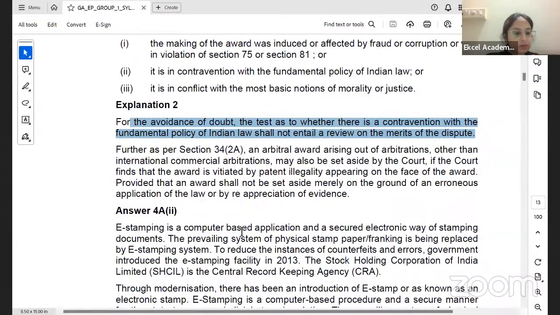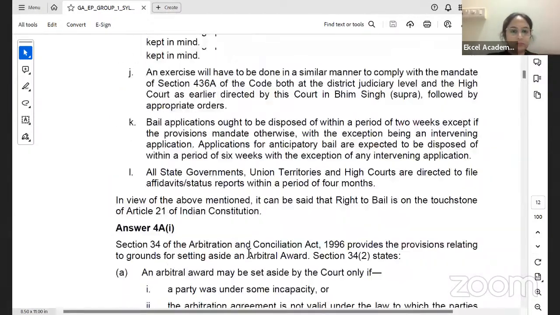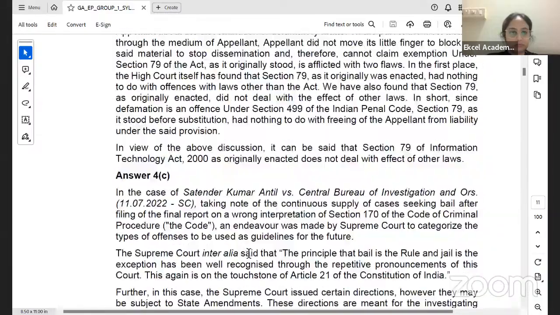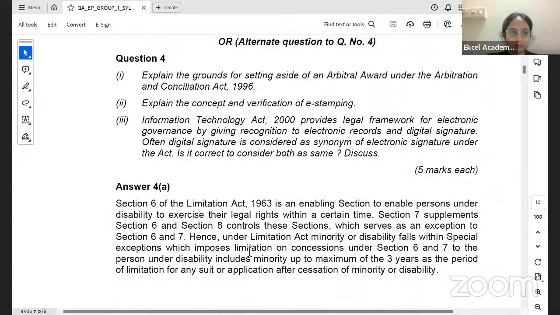Okay, next we will go to 4A2. Explain the concept and verification of e-stamping. So e-stamping means what? It can be generated within minutes, and you can verify it by going to the SHCIL website. It will have a unique number. If you go to that website and put that unique number, date and all those things, you can verify whether it is fake or original. So these things you have to explain. Okay, that is easy. So we'll just see this.